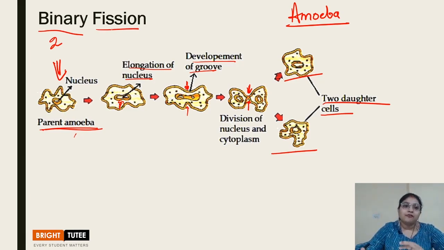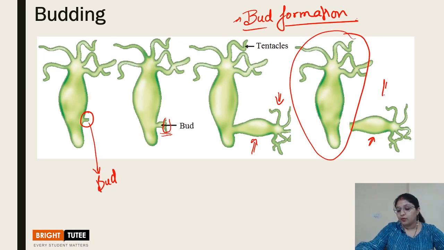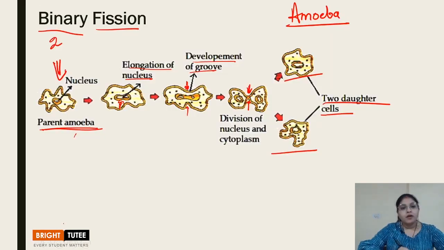Now how is it different from budding? As you can see in budding, the parent organism was still present after the offspring was formed. But in the case of binary fission, you will see that only daughter cells are there, because the parent amoeba has itself divided completely to form these two daughter cells, right? Because there are formation of two daughter cells, that's why it is called as the binary fission, right? So in this way, we've seen that there are two ways. One is budding, another is binary fission, through which the asexual reproduction takes place.